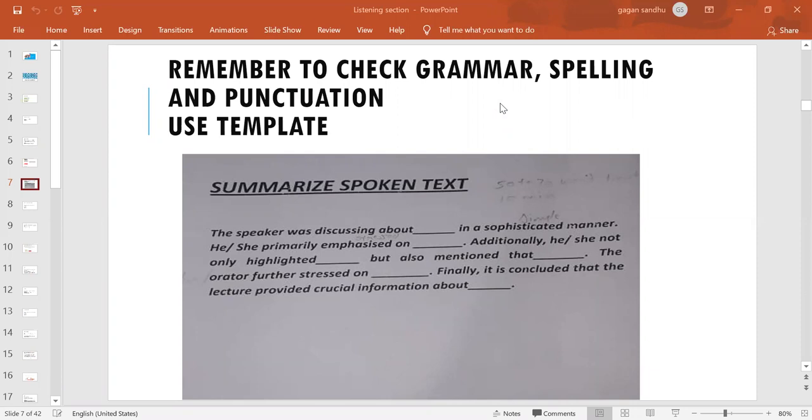We are doing SPT, which is summarized spoken text, honey. The students just heard a lecture. So you have to wait a few minutes, right? They're writing their answers. Okay, no worries. All right.